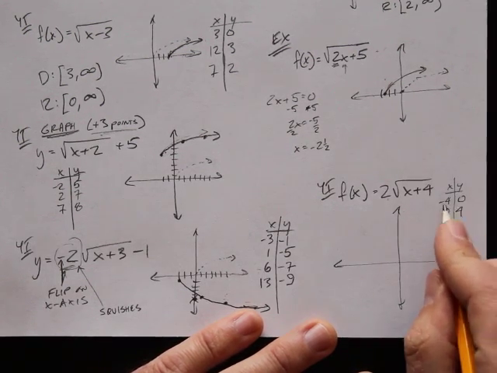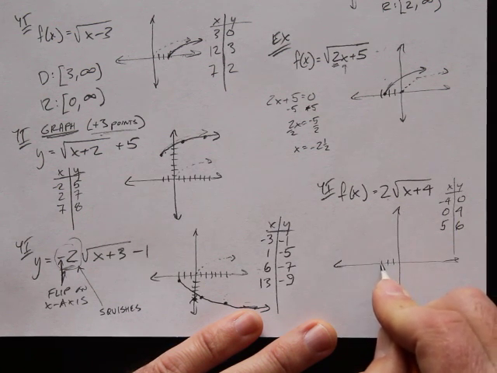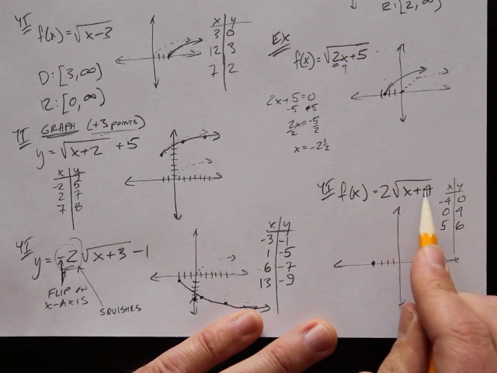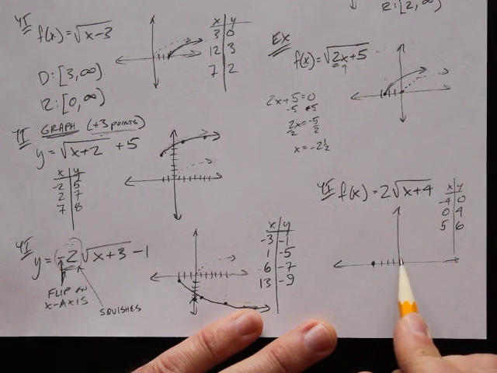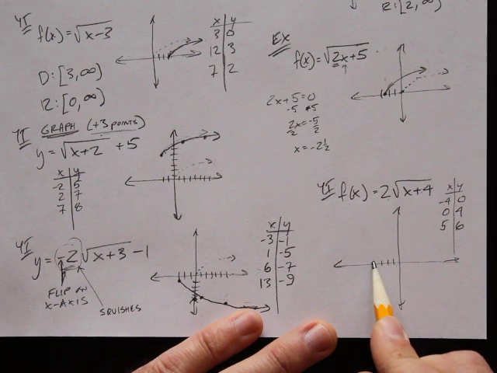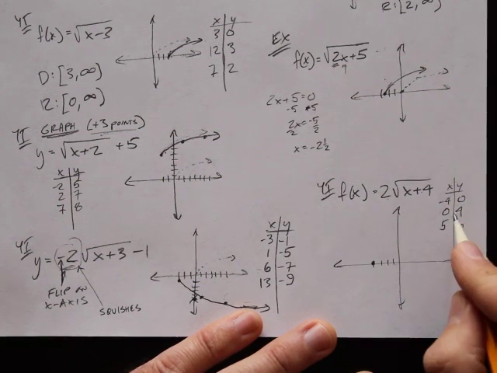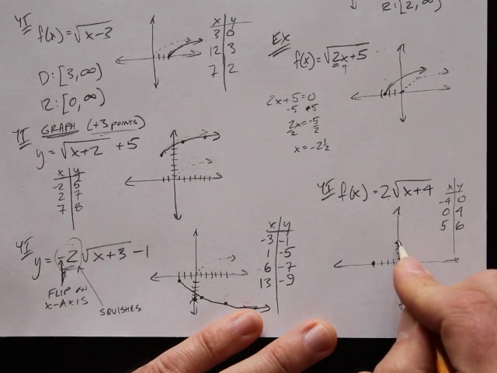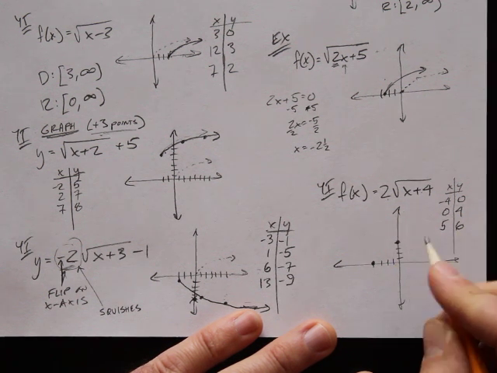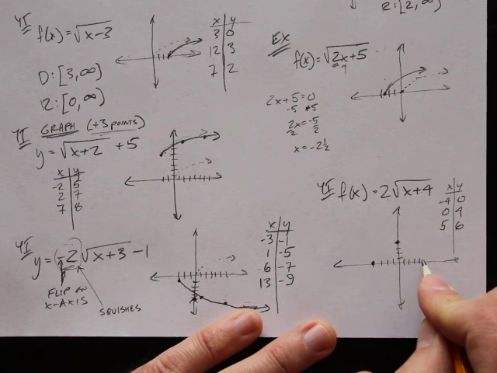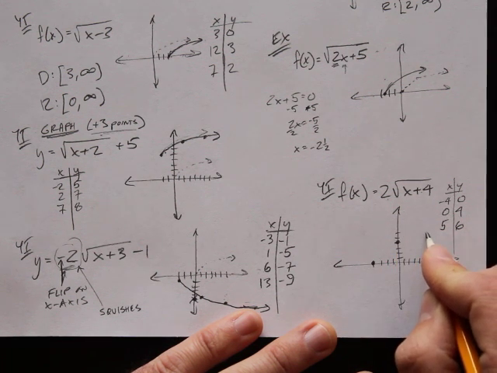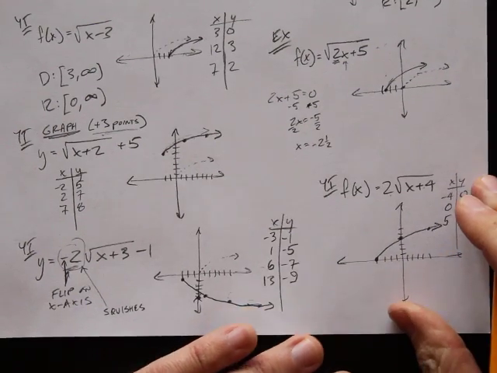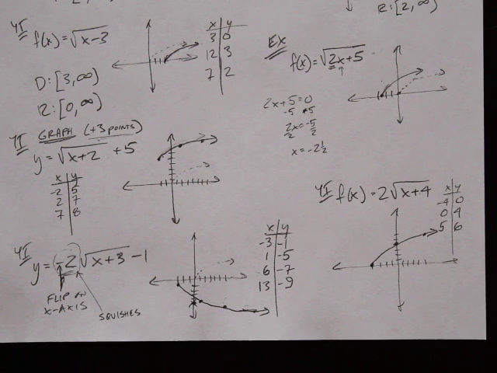So let's go -4, 0. Notice, if I were to plug in -4 here, I'm moving to the left 4. So that's my new starting point here. Then 0, 4. And 5, 6. There we go. And there we have it. So your graph should look something like that.